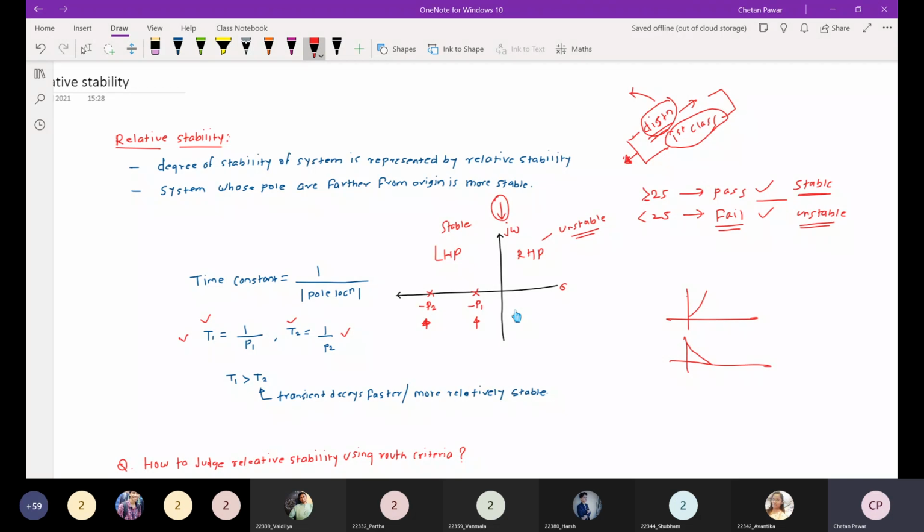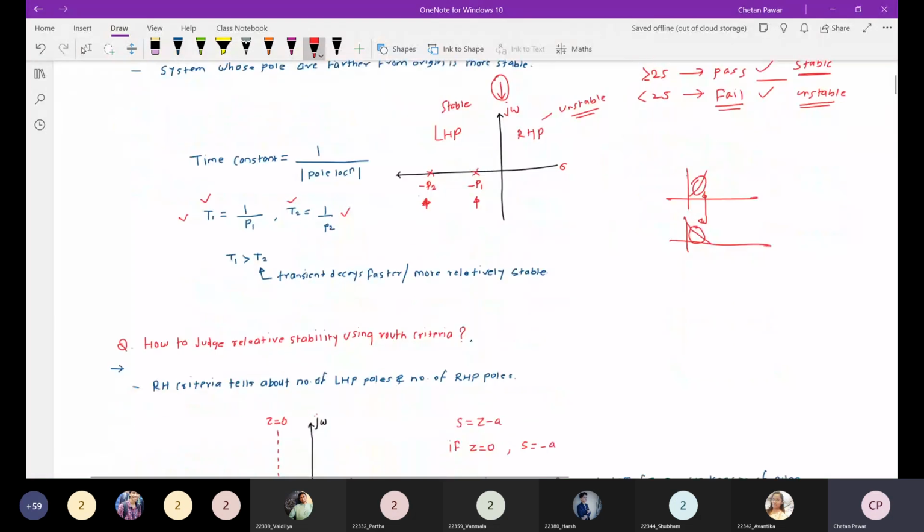This thing is called the transient, which we have seen. So the transient term of system 2 will decay faster. So we can say that this system will reach the stable condition earlier than the P1 system. So we can say that P2 is relatively more stable as compared to P1. So this is the more relatively stable one, as I have mentioned here.